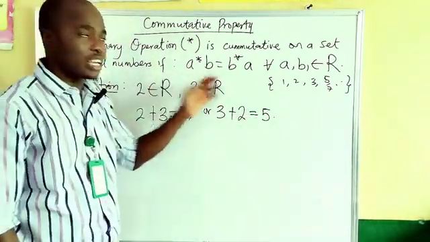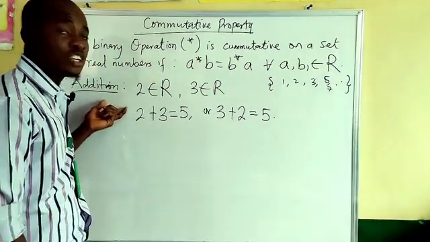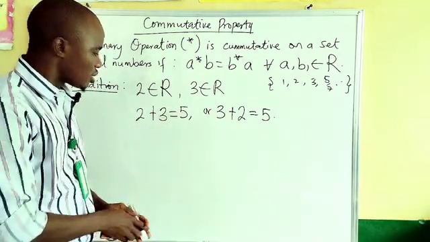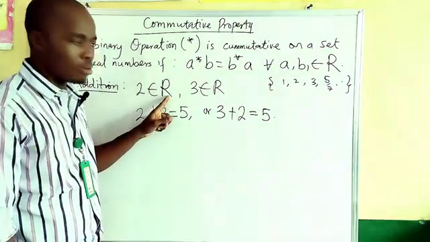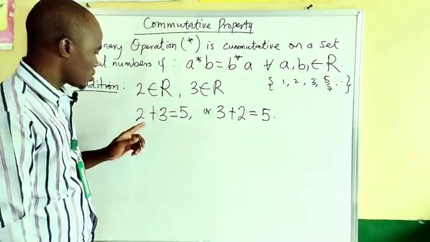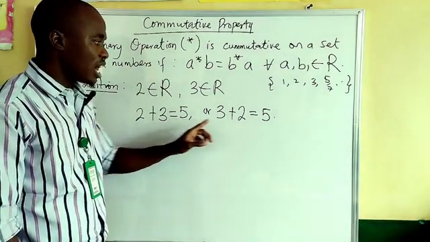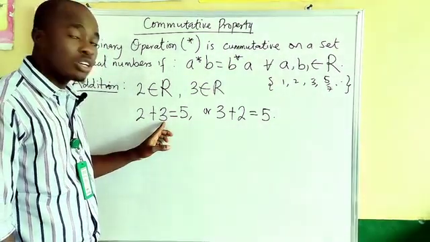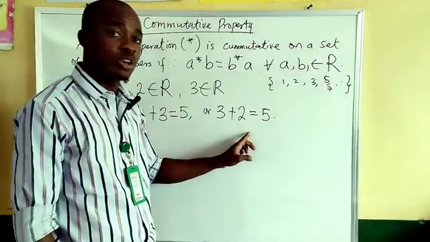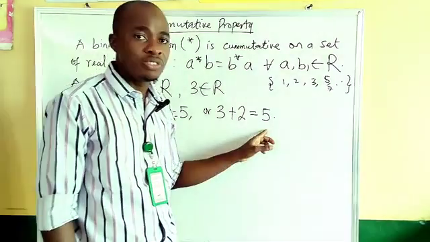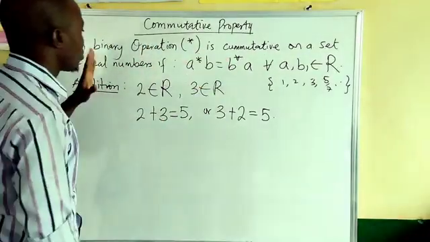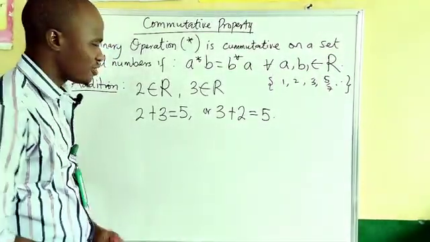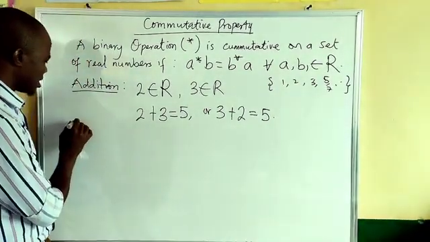So what we are trying to say here is that addition is commutative. The operation addition is commutative on this set of numbers we are given. We picked 2 from the set of real numbers, and 3 is from the set of real numbers. Adding 2 to 3, we have 5. Adding 3 to 2, here we have 5. But look at this: 2 is coming first and 3 comes after, then here 3 is coming first and 2 comes after. But when you look at their result, you can see that we have the same thing. That is what we mean by the commutative property. Therefore, the operation addition is said to be commutative. Now let's look at multiplication.